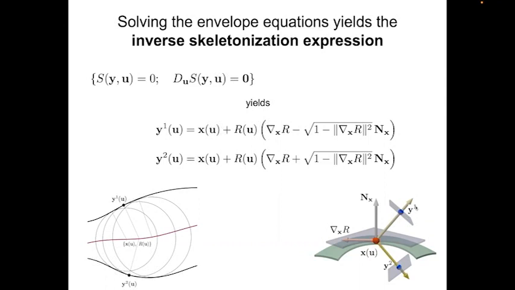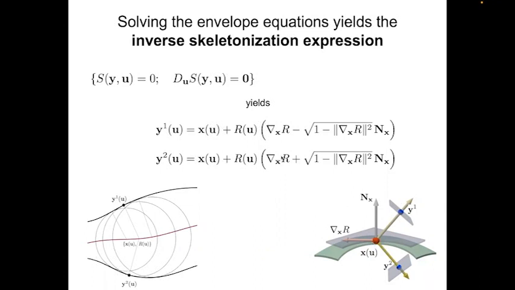And the remaining part is the normal component. So you get this by just working out this pair of equations. So this grad R is a very important object in working with Blum medial axes and with medial representations based on them. So I just wanted to say a little bit about what grad R is.